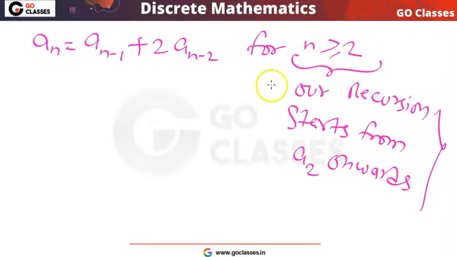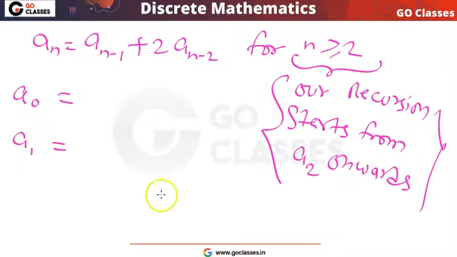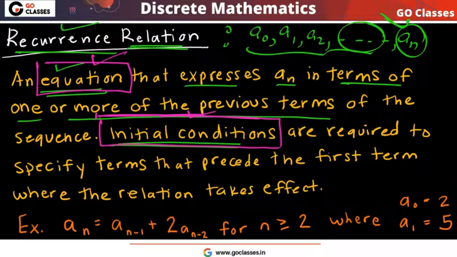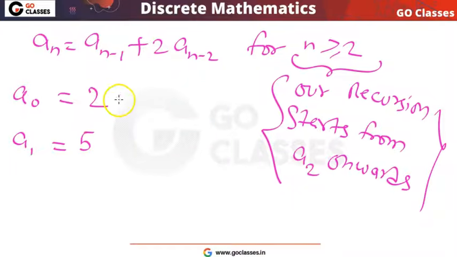Now what happens with a0 and a1? What will be a0? What will be a1? These are initial conditions, so they are given to you. Remember, they are known as initial conditions.